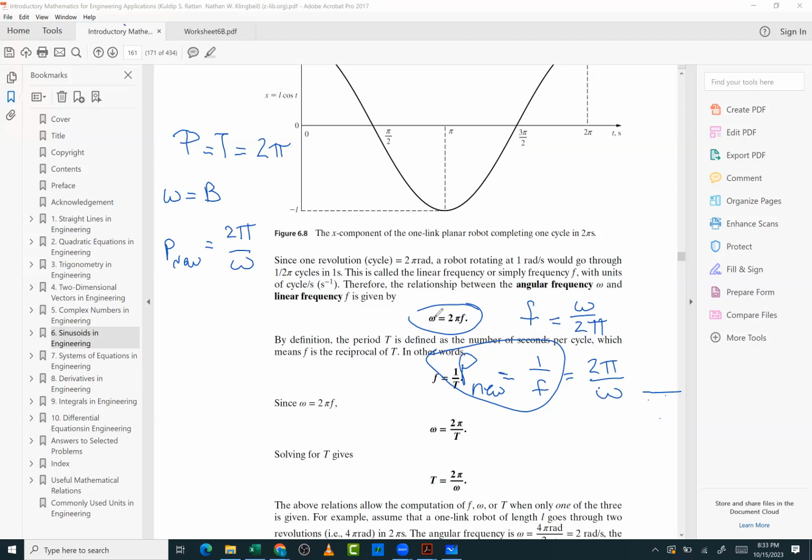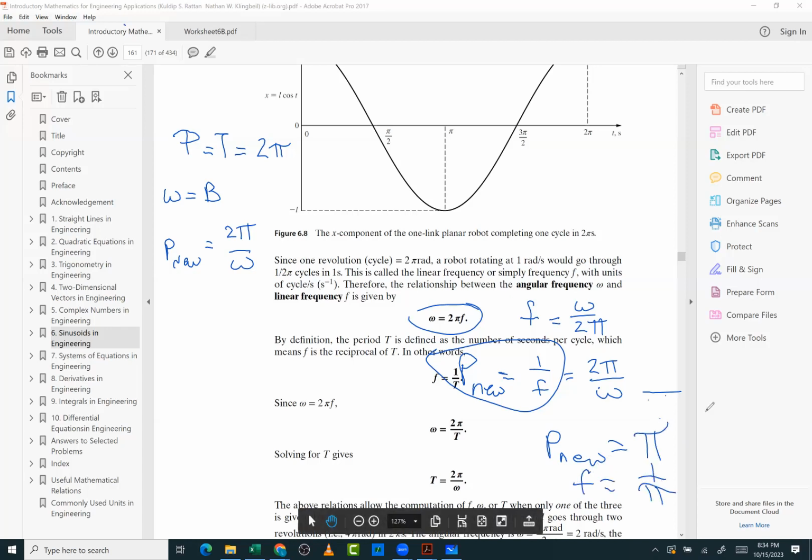So it's like that equals that, which equals that. If my new period is equal to pi, then my frequency is equal to 1 over pi. That's all this says. Oh, you just made it so much easier to understand than the book.